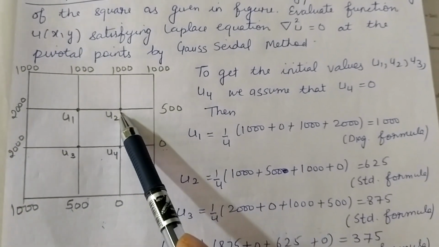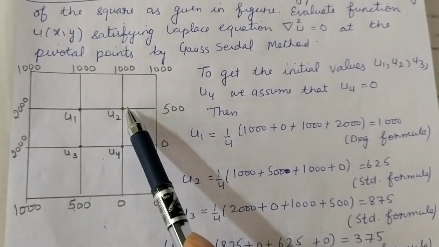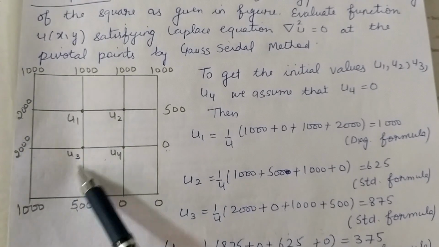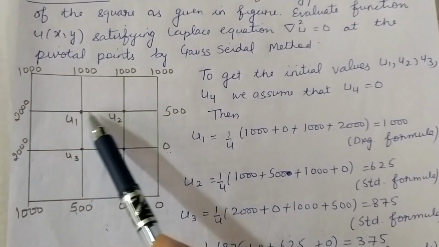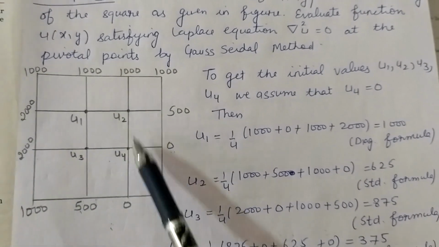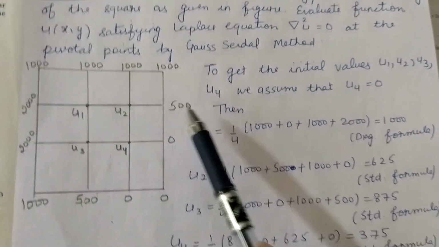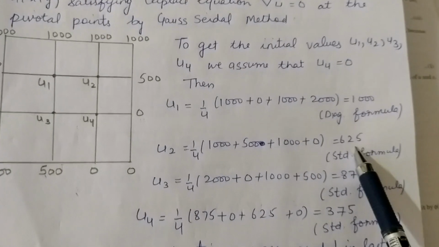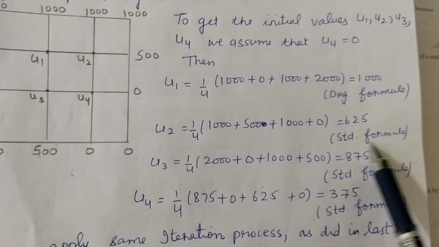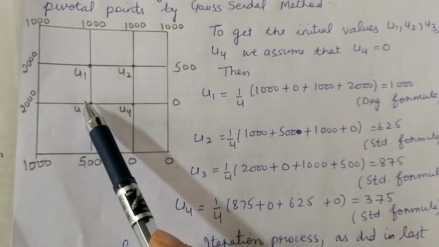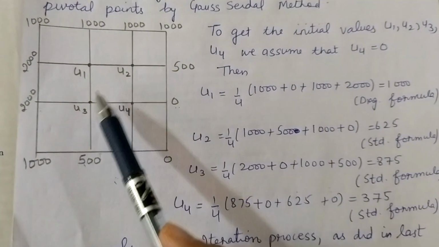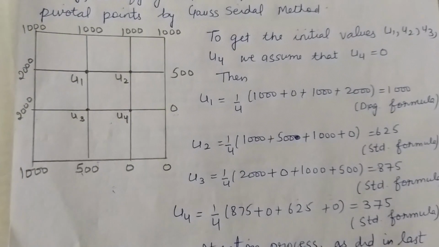Then now find out u2. For u2, if I apply the diagonal formula, there is u3 that is unknown. So I will apply the standard formula: 1000 plus u1, which is 1000, plus u4, which is 0, plus 500. So I got the value for u2, that is 625. Which formula applied? Standard formula.